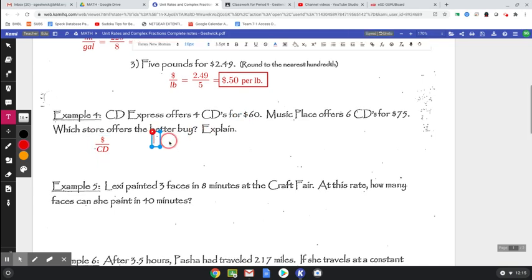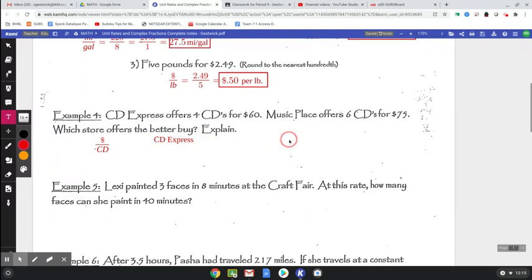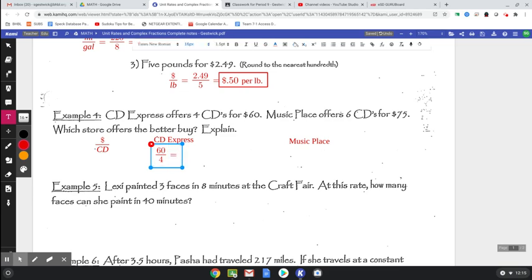All right, let's get organized here. So we have to do CD Express and then Music Place. So 2 kind of separate problems here. So for CD Express, we've got $60 for 4 CDs. So what does that equal? 60 divided by 4.